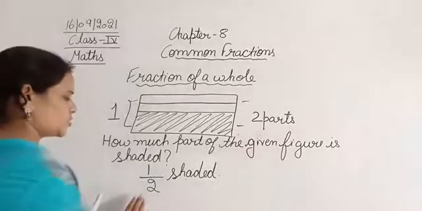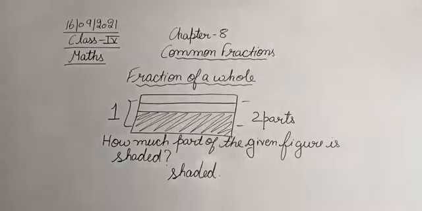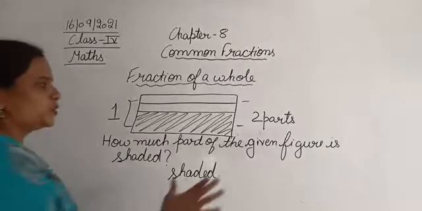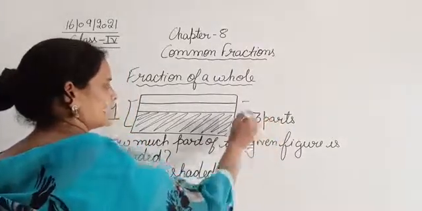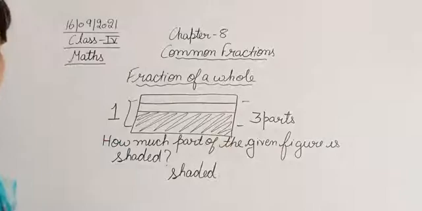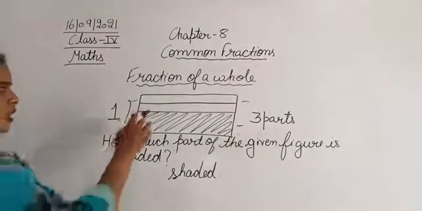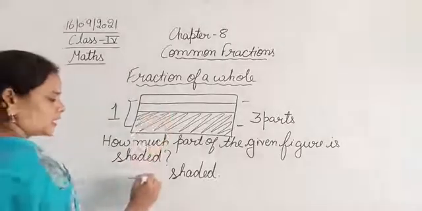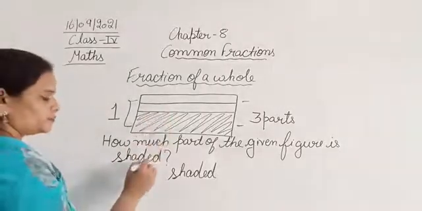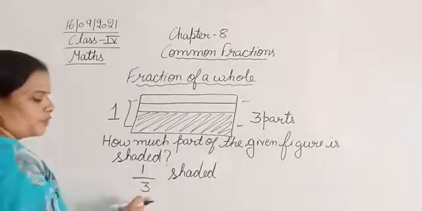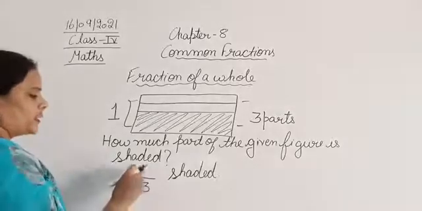So the question is the same. How much part of the given figure is shaded? Now you can see this complete figure is divided into how many parts? 3 parts. But the question is the same. How much part of this given figure is shaded? So in how many parts is it divided? 3 parts. Shaded part is 1. Okay, so out of 3, 1 part is shaded.